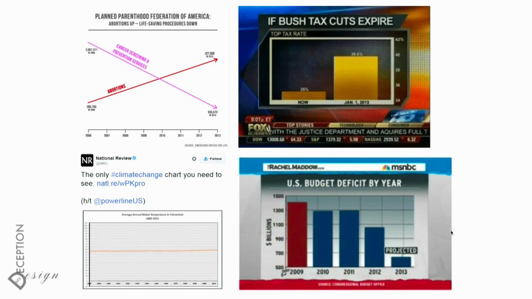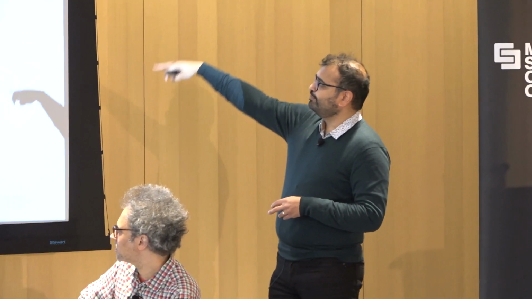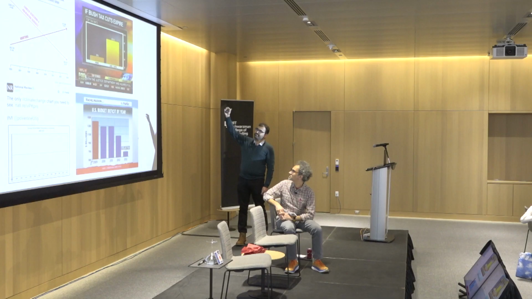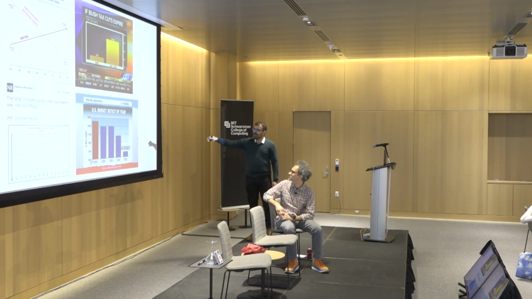Here we've got a chart of climate change showing essentially a flat rate, and the reason it's a flat rate is because the y-axis starts at 0 degrees, right? Not a meaningful place to start. And then here both Fox News and the Rachel Maddow show have bar charts that don't start, ironically, at 0. And so as a result, it makes it seem as though the Bush tax cut expiring would massively increase the top tax rate, and that Obama massively decreased the budget deficit when, in fact, it's not as dramatic as it seems.